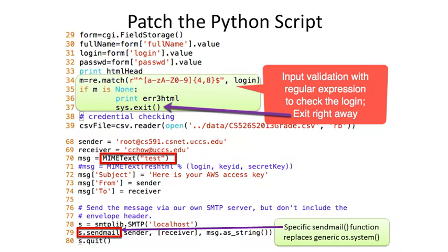Line 79 uses the sendMail method of the imported SMTP object from the SMTP library. It is a specific function used to send email. We are not using the generic os.system code. You shouldn't use that in your future programming practice.